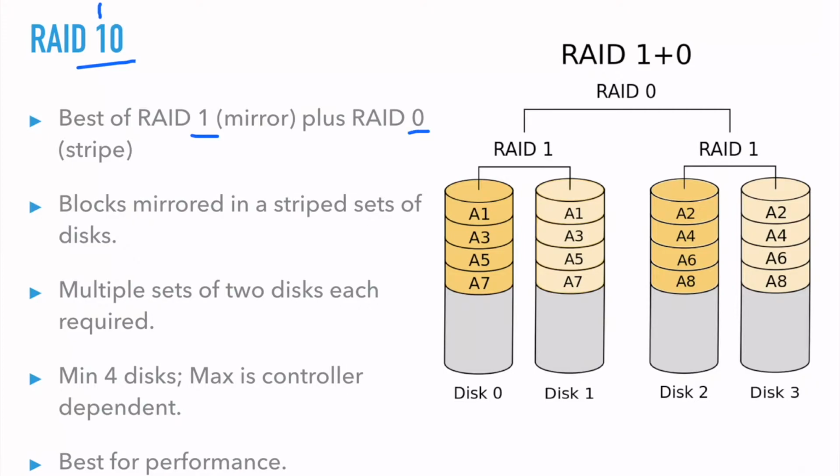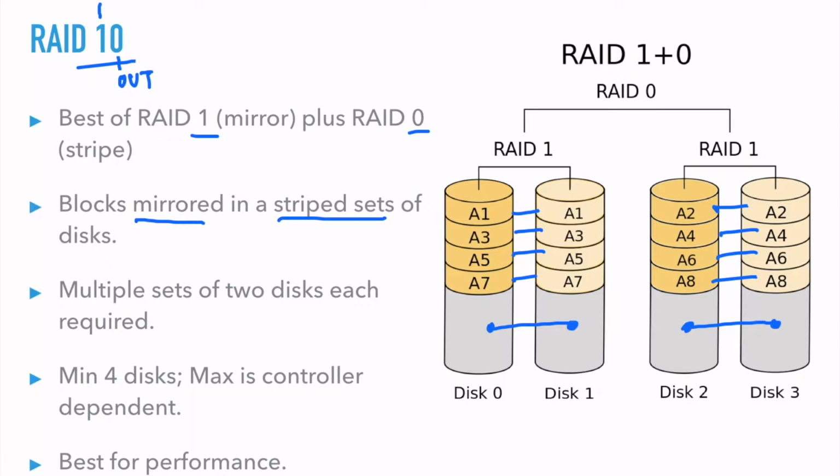RAID 1 would be the inner RAID. RAID 0 would be the outer RAID. So blocks mirrored in a striped set of disks. So in this picture, if you look at the picture now, there are two sets of disks. RAID 1 is configured on these sets of disks. So that basically means that the data would be mirrored between the two disks. So that is handled at the subset level.